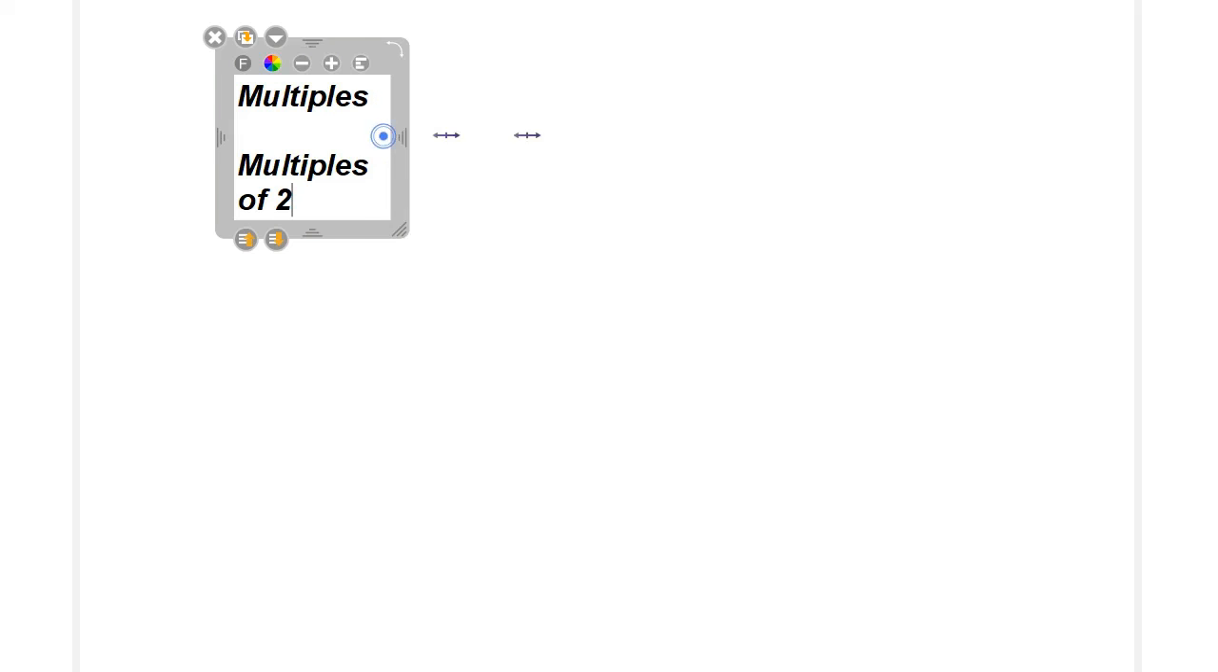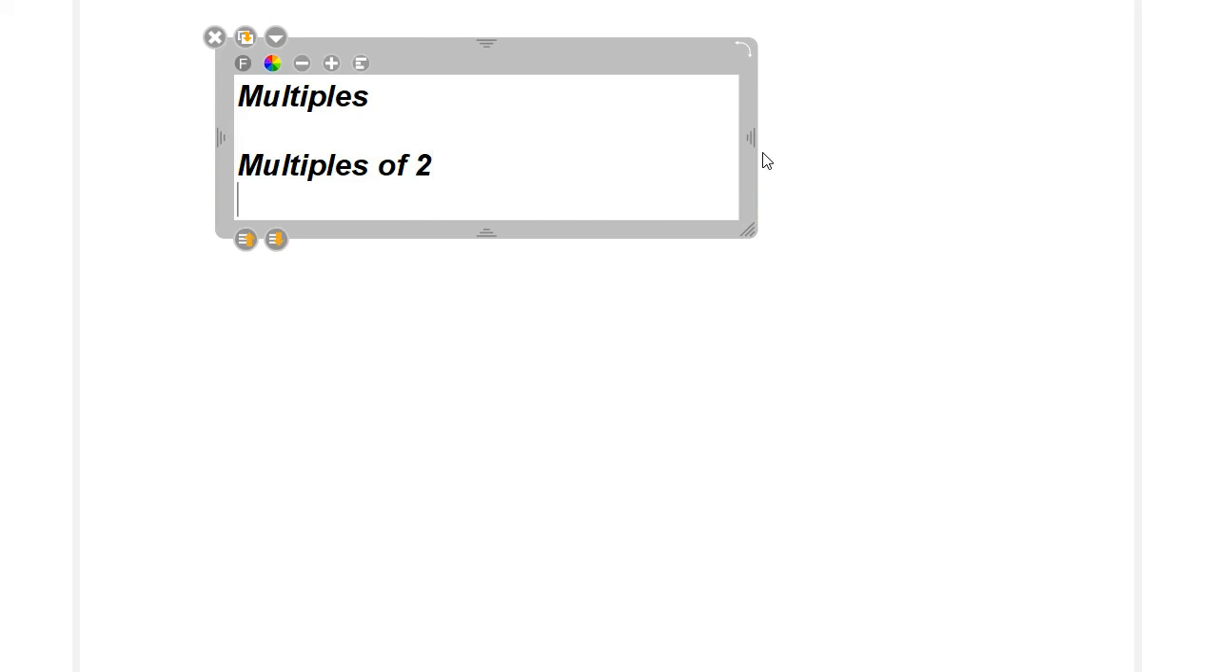Okay, today we'll be talking about multiples. So what is a multiple of a number? Let's say we want to find out the multiples of 2. Okay, so what are the multiples of 2?